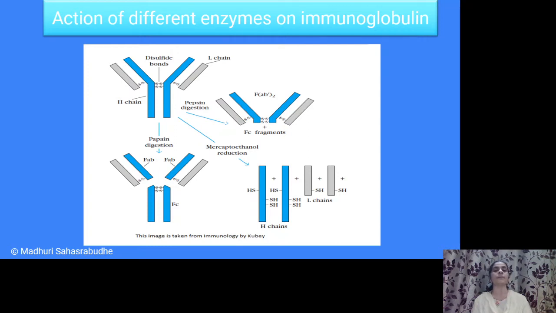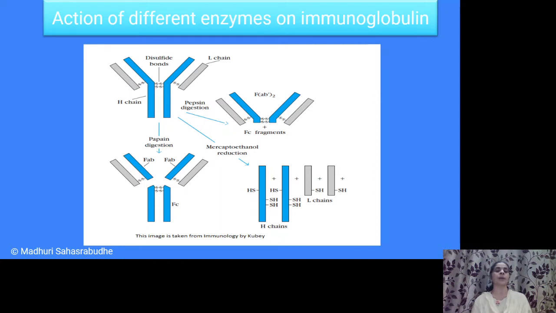Whereas if you look at the pepsin digestion, in the pepsin digestion also we get 3 fragments, but there is a little variation, a little addition of disulfide bonds in the FAB portion. So as to differentiate it from the fragments formed in papain digestion, they are called FAB dash portions. Right? So how many portions will there be? There are 2 FAB dash portions and 1 FC fragment. Whereas mercaptoethanol reduction shows that 2 heavy chains and 2 light chains are formed as 4 separate chains.